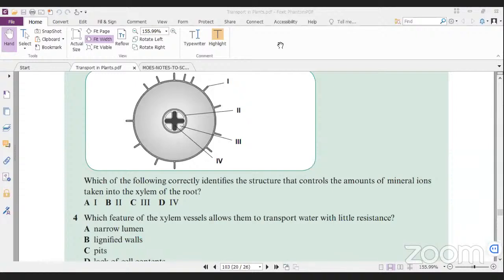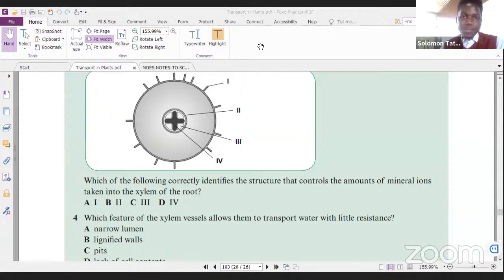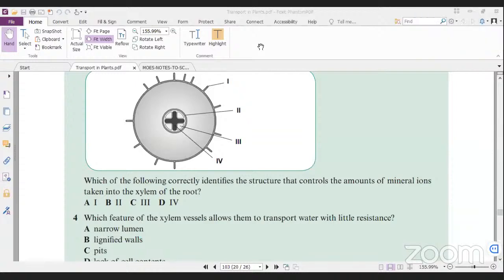Part A is the root hair, which is partially permeable and it is connected down to the soil that has the mineral ions. So through active transport, it allows in the mineral ions. Okay, very good. That's a good answer. I don't know who that was. I didn't check. Who was that? It was Patricia. Patricia, well done. So, yes, that's a good explanation.